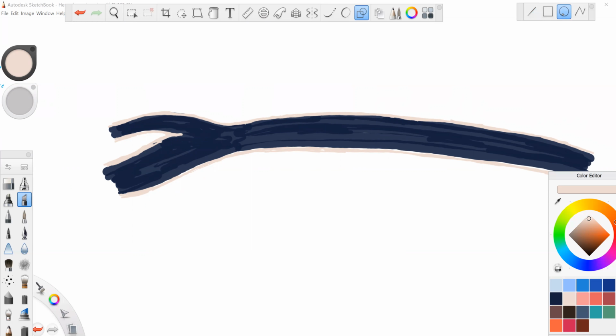Let's do this real quick. We do have different tunics. Let's say that's the tunica intima, the innermost wall.